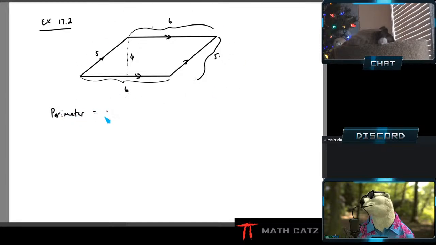Let's go around this way. 5 plus 6 plus 5 plus 6. And, oops, it's an ugly 6, I apologize. And by them giving me this height of the parallelogram, it doesn't play a role in the perimeter calculation. So I have 22. And I'm done.